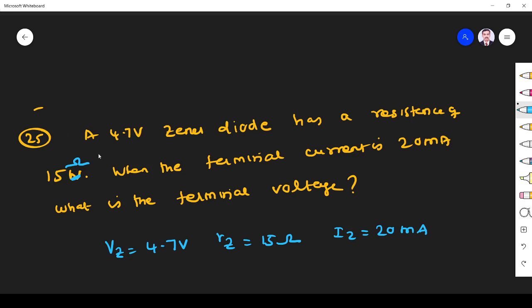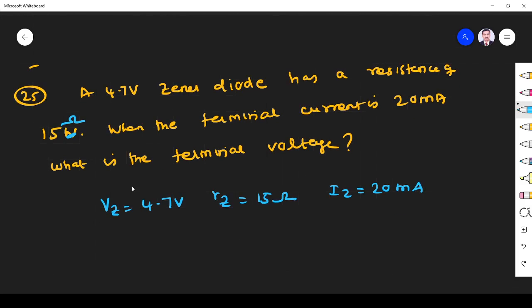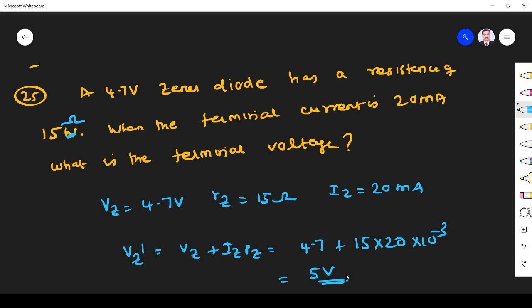Terminal voltage they are asking. Terminal voltage VZ dash is equal to VZ plus IZ RZ. VZ is 4.7 volt plus IZ is 20 milliampere, RZ is 15, so 20 into 10 power minus 3. If you simplify, what you get is 5 volt. So the answer is terminal voltage is 5 volt.